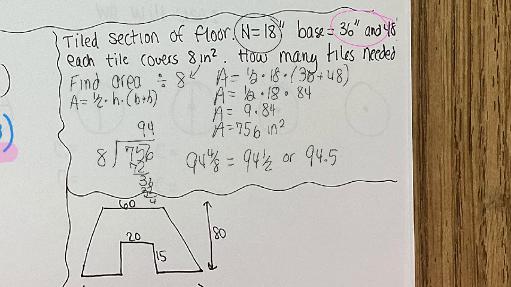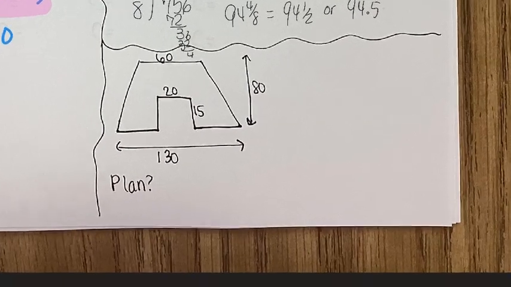All right, so I did the division. I ended up with 94 and a remainder of 4. So I made that 4/8, which is 1/2 or 0.5. Now, since this is a word problem, how many tiles am I going to need? I'm going to need 95 tiles because I can't buy half a tile at the store. Probably I'm going to have to buy a box of 100 in all honesty, but I'm going to need 94.5 tiles, or 95 tiles.